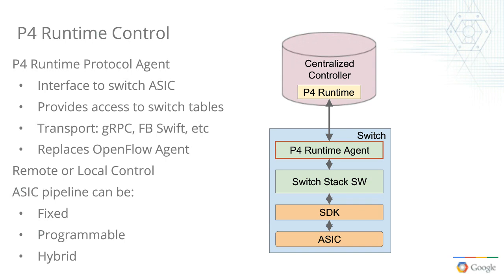We use centralized remote control, but local processes and routing protocols running on the switch would also use this interface in the same way. Note that we're making no assumptions about the ASIC. The ASIC can be fixed, it can be programmable, or it could be some hybrid.